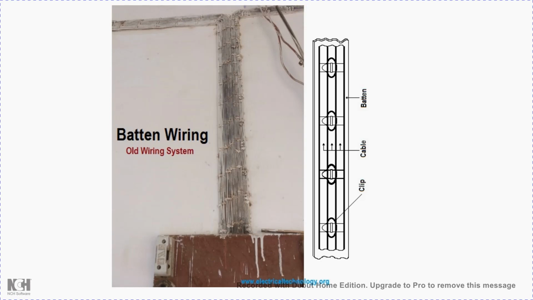So usually industrial motors will be using this type of wiring. Okay, so here you can see in this picture clearly the single core cables are placed with the help of brass buckle clips. Okay, so here it looks like this.